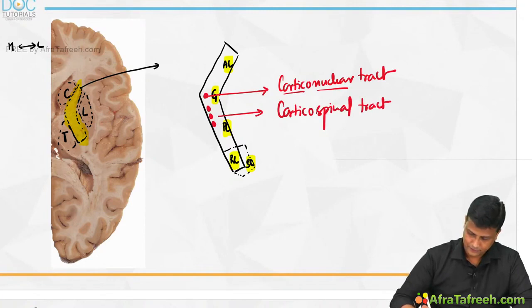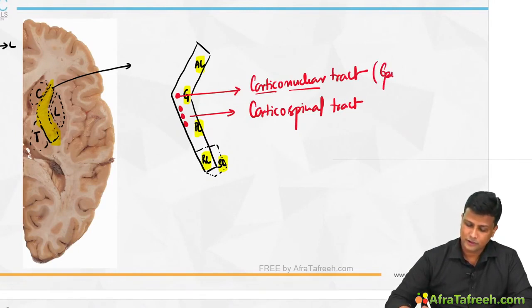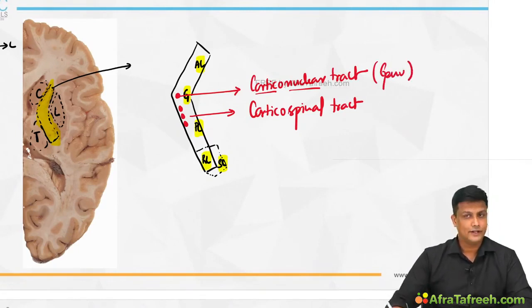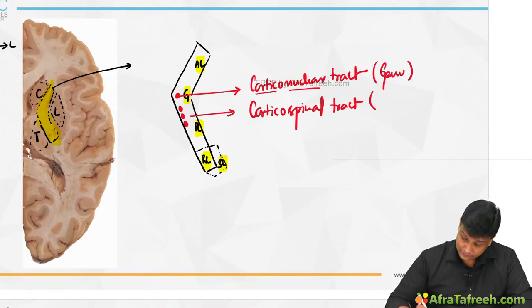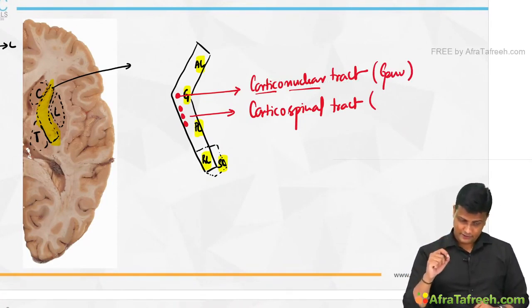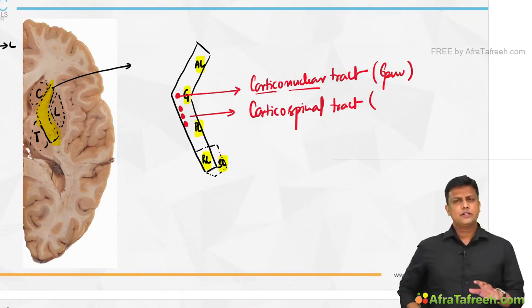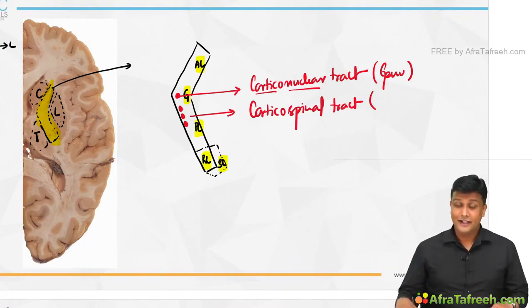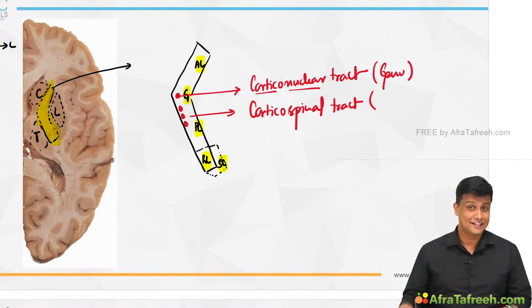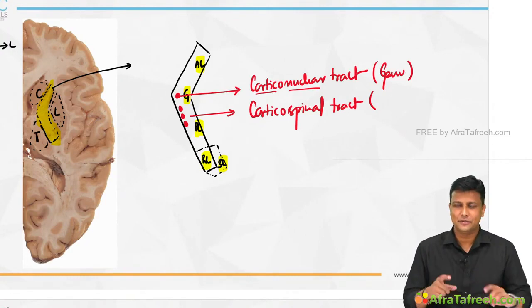Perfect. Now, question number 1. The corticonuclear tract is going to pass through which part? It is going to pass through the genu part of the internal capsule. Fine. The corticospinal tract is passing from where? You can clearly appreciate in my diagram, the corticospinal tract is passing from the posterior limb. Fine. But it is your AIIMS exam, it is your INI-SET exam. They are not asking so simply there.